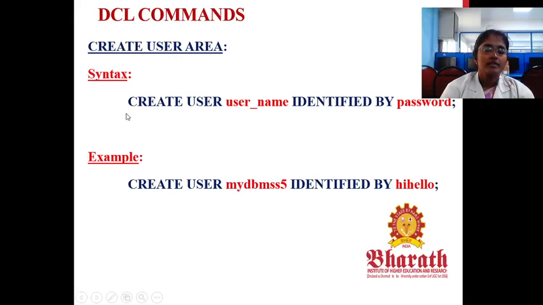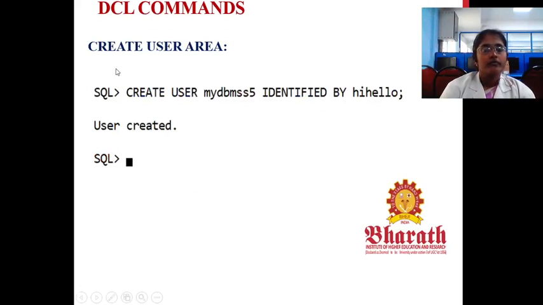So this is the syntax for creating a user: create user username identified by password. If this user is trying to log in, this is the password. Okay, so this is the example. See here, create user, this is the username, identified by, this is the password, user created. Whenever this person again tries to access the database, that time he has to give this password.